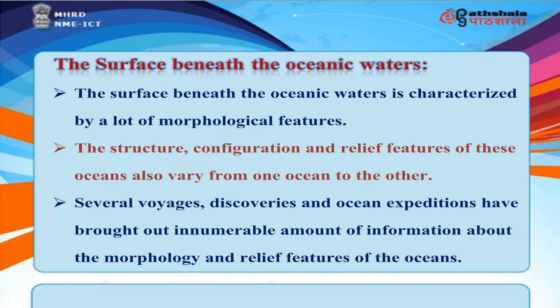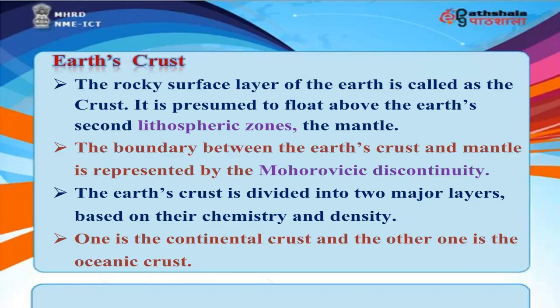The surface beneath the oceanic waters. The surface beneath the oceanic waters is characterized by a lot of morphological features. The structure, configuration, and relief features of these oceans also vary from one ocean to the other. Several voyages, discoveries, and ocean expeditions have brought out innumerable amount of information about the morphology and relief features of the oceans. Earth's crust. The rocky surface layer of the Earth is called the crust.